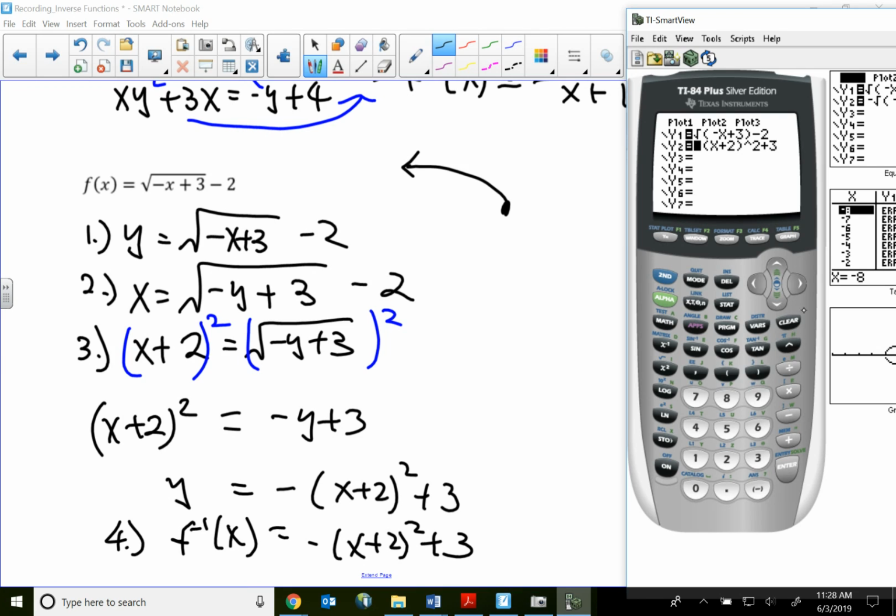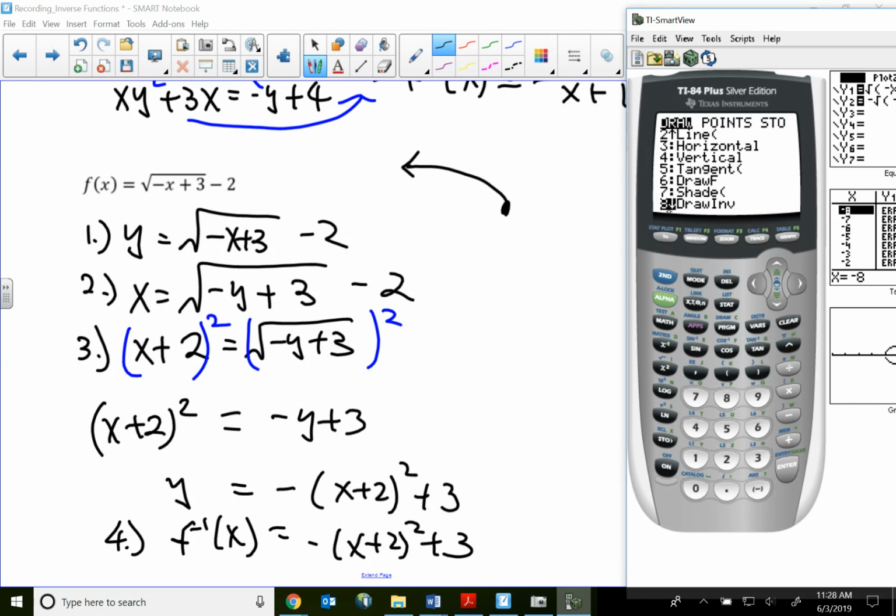I'm going to draw the inverse of my square root of negative x plus 3 minus 2 by not punching in another function. I'm going to draw it a different way. This is what we do. The word draw is right above the word program, so press second draw.